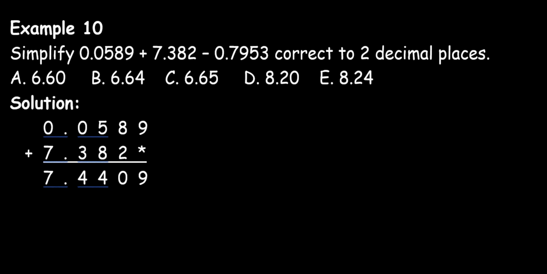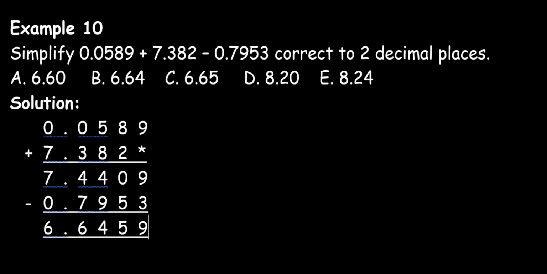So first of all, you write 9, then you add 8 plus 2, 10, then you carry 1. 1 plus 5 plus 8 is 14. Then you carry 1 again, add to the 3, and that gives you 4, bring 7 down. Then we cannot conveniently do our subtraction. Bring down the number for subtraction, which is 0.7953.